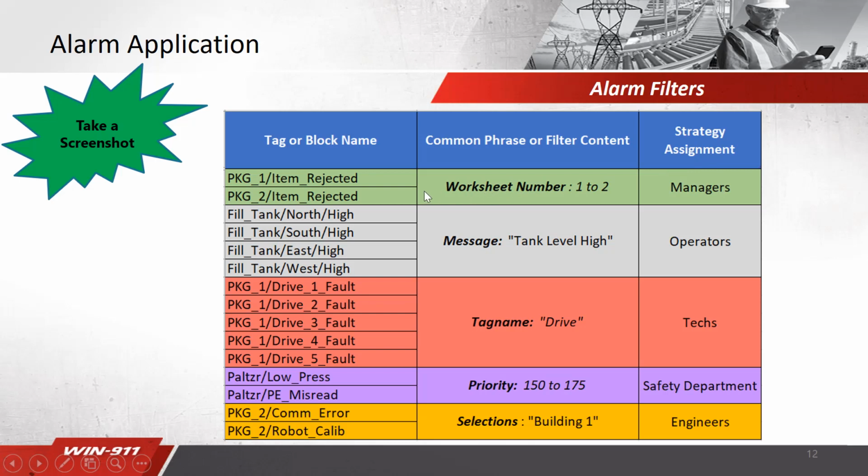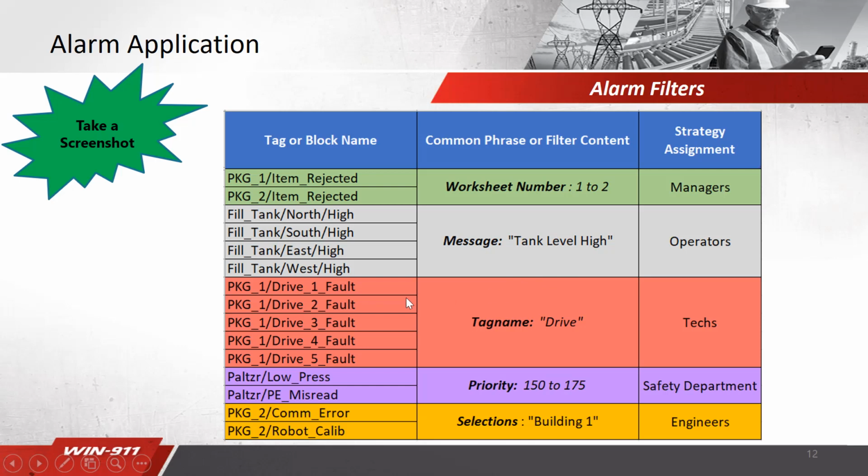So on the first one, these items, these tags or blocks, they'd have a worksheet number of 1 to 2. I will send these over to our managers. The second item, all these items with the fill tank, they had north, south, east, west. This tank is all high. So it has a message that says tank level high. All of these alarms will go to our operators.